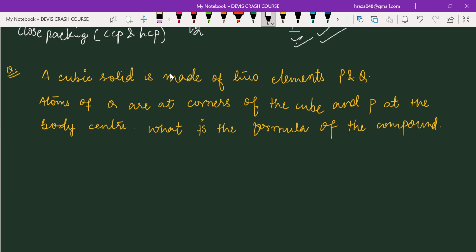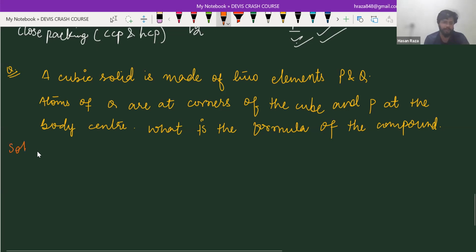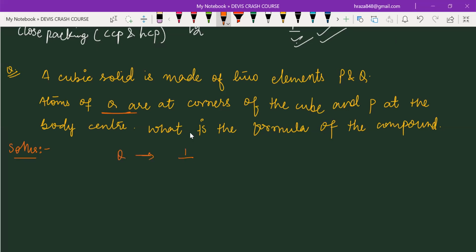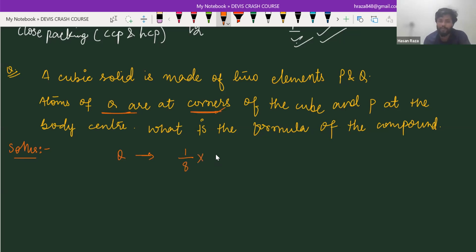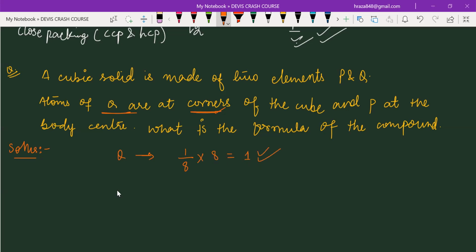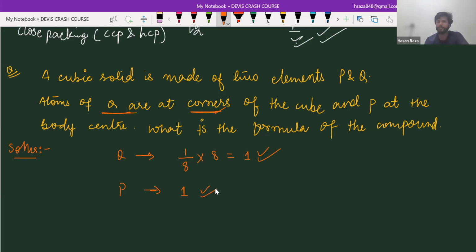Will it be like PQ8 or something? See, I'm going to explain it. Maybe you're seeing it for the first time. Q is at corners. So due to Q, the number of atoms present will be one, right? And for P, since it is present in the body center, due to this, the number of atoms is also one, right?